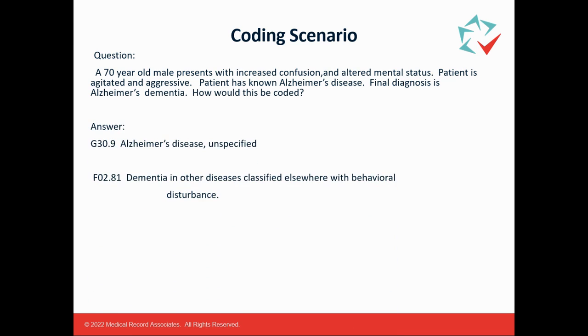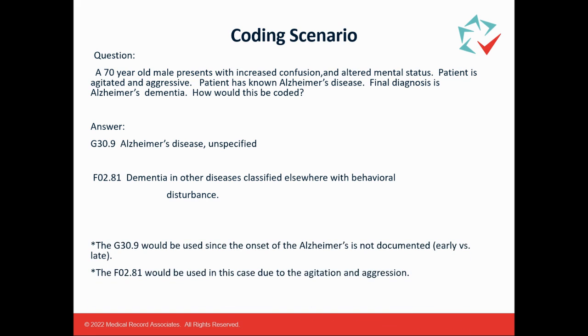Okay, our answer here would be G30.9, Alzheimer's disease unspecified, and F02.81, dementia in other diseases classified elsewhere with behavioral disturbance. And the G30.9 would be used since the onset of Alzheimer's is not documented. It's not documented as early versus late onset. And the F02.81 would be used in this case due to the agitation and aggression.